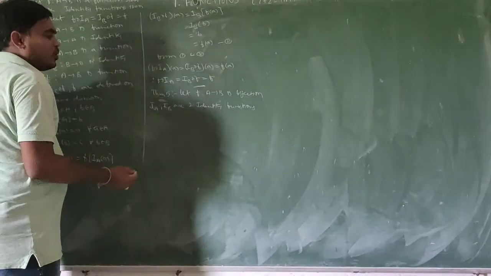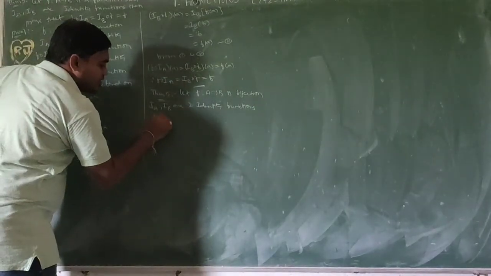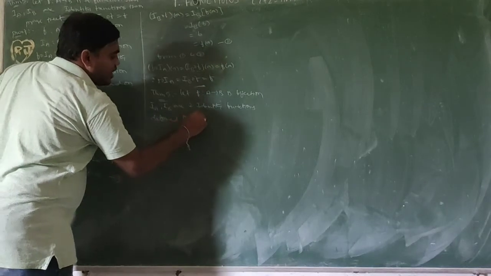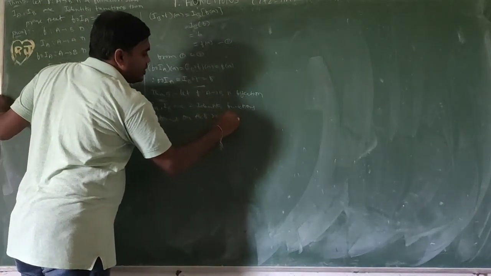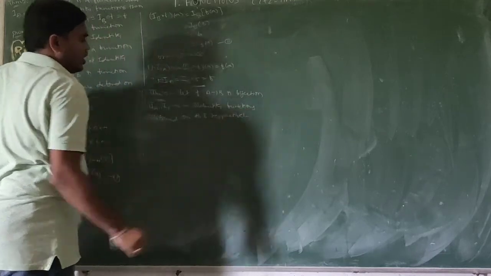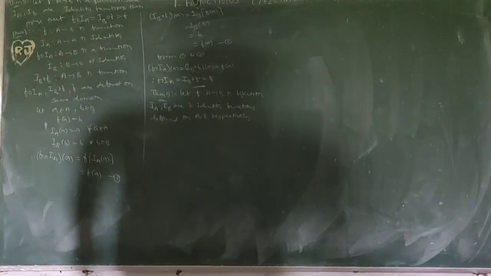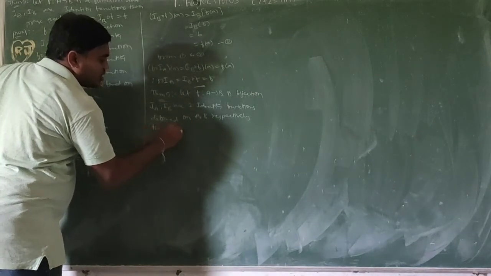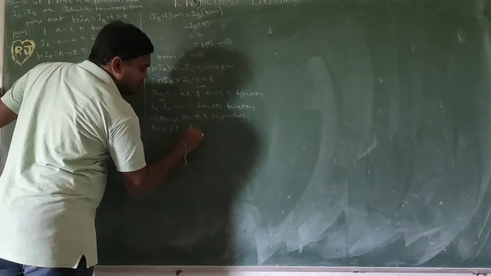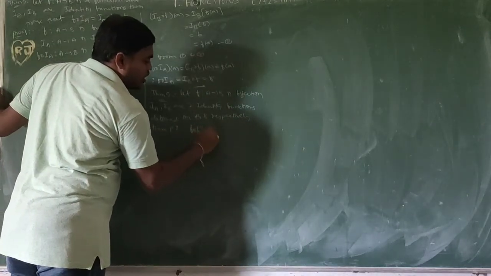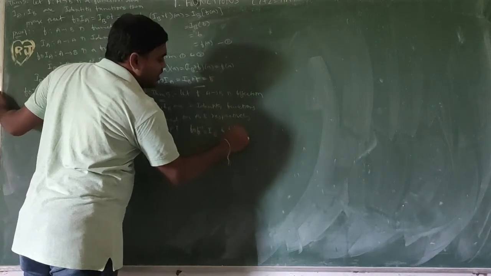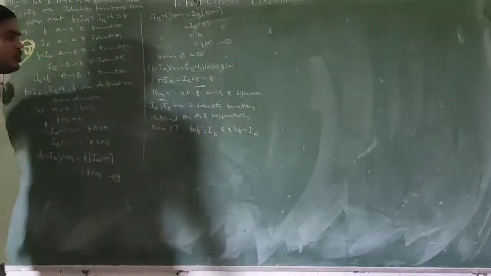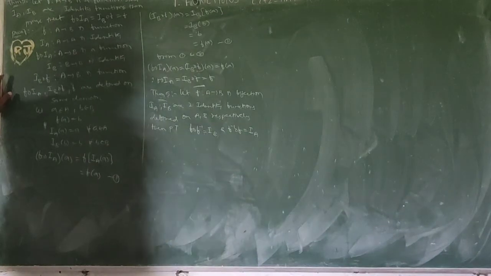IA, IB are two identity functions defined on A, B respectively. Next, prove that F circle F inverse equal to IB and F inverse circle F equal to IA. So we need to prove this one: F circle F inverse equal to IB and F inverse circle F equal to IA.